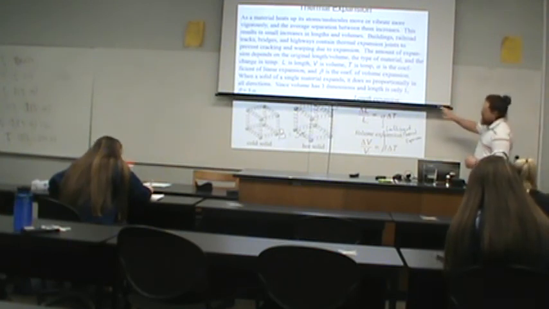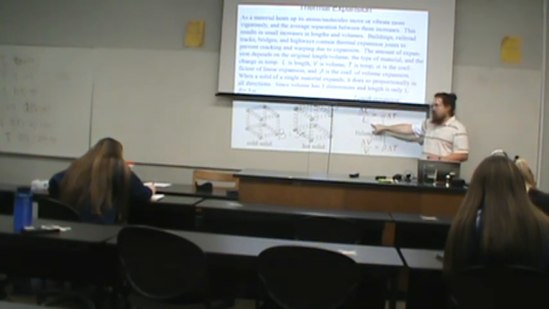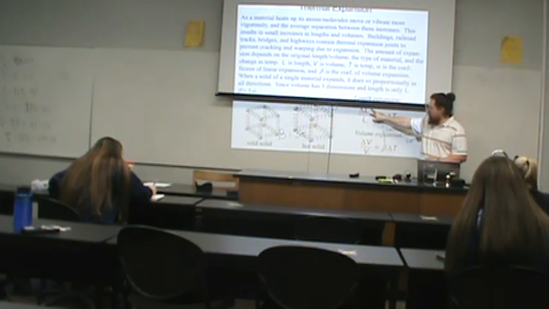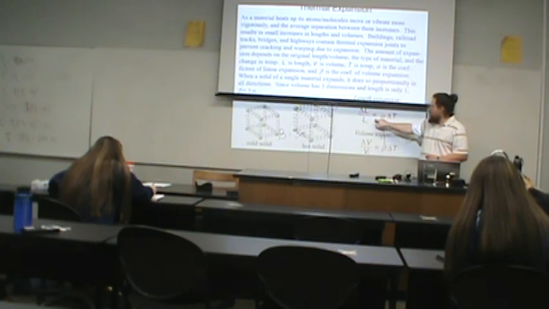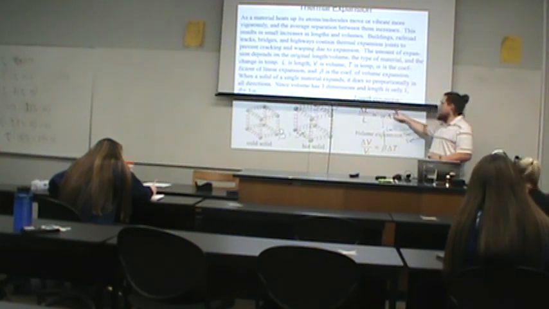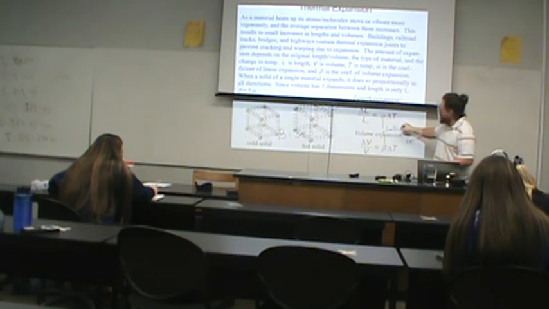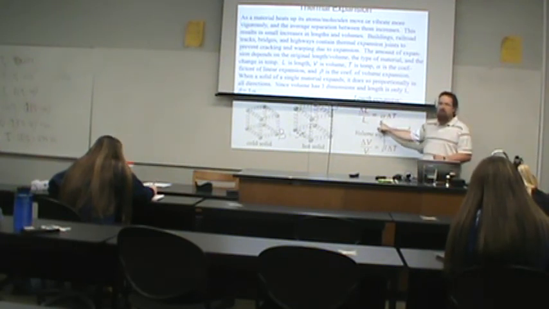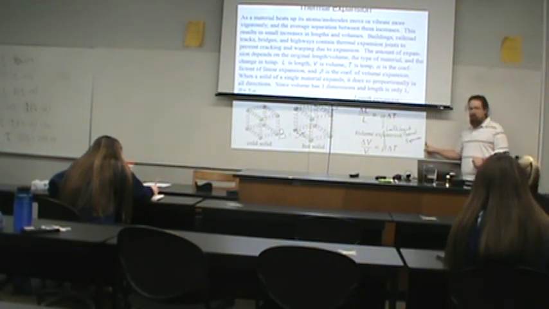For length expansion, our formula is delta L over initial L. So we have change in length over the initial length of the object will be equal to the temperature change. So how much the length changes is based on how much the temperature changes from a specific value times alpha. This is a new constant called alpha, and this is the coefficient of thermal expansion.